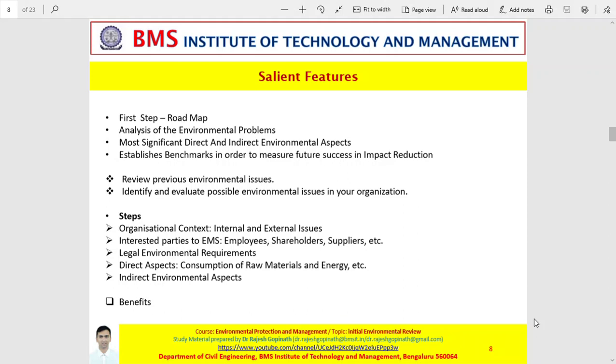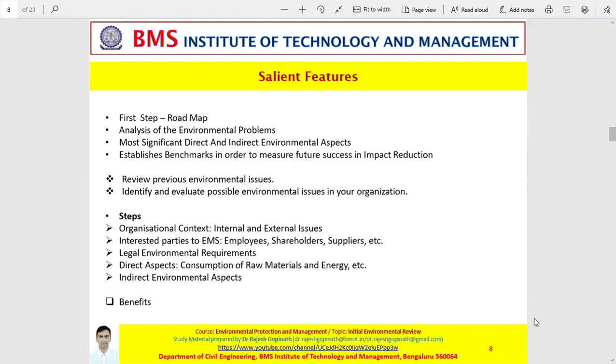So basically, how is initial environmental review benefiting an organization? Primarily, it helps to determine the organization's environmental position. And secondly, it helps to detect opportunities for improvement in-house as well as externally, that is probably with respect to the vendors or contractors, etc. Now, in this slide, we have understood the 5 steps of initial environmental review, and the advantages it offers to the organization.